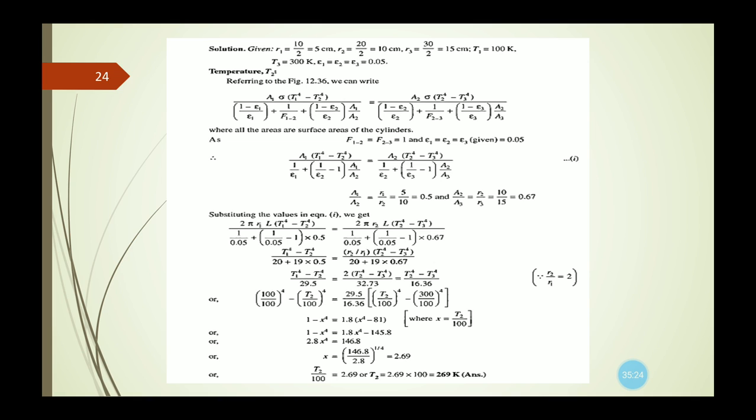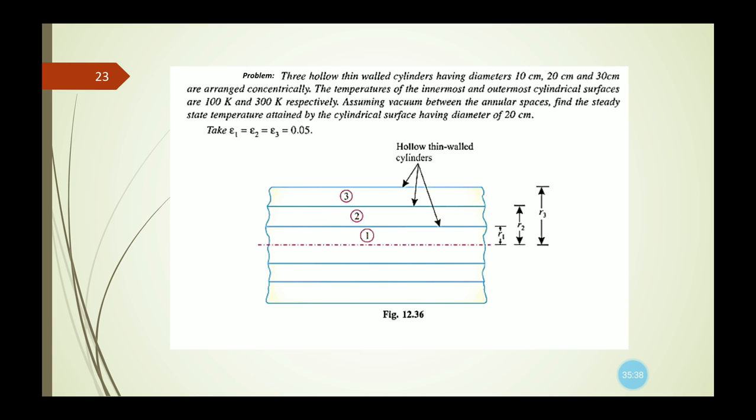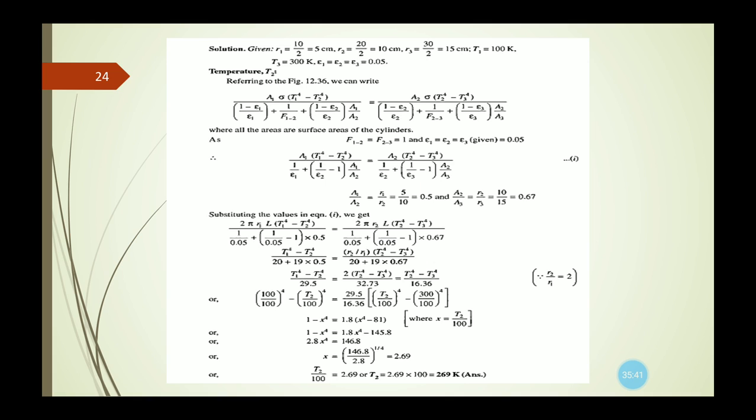Now if we refer to this diagram for these three hollow thin wall cylinders 1, 2 and 3, in this case we can write this equation: Q12 will be equal to Q23. So the formula for these two net heat exchanges we can write. Now here F12 is equal to F23, which is equal to 1, and all the epsilons are equal.